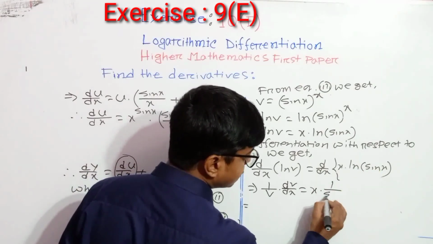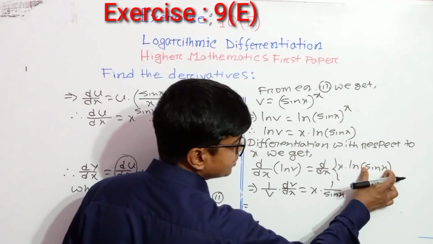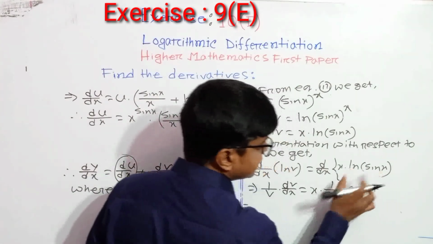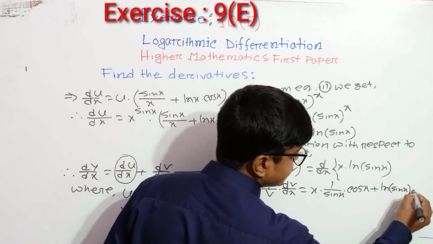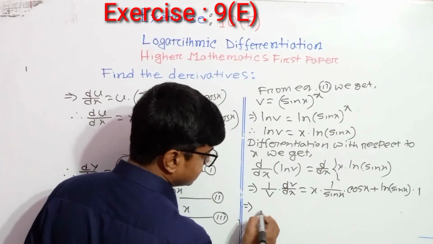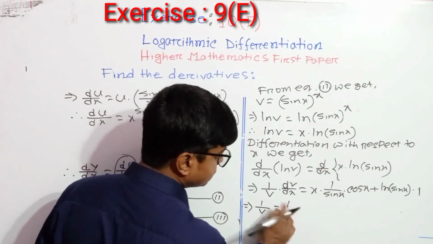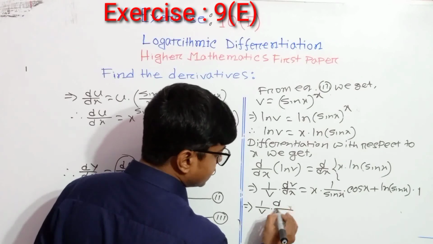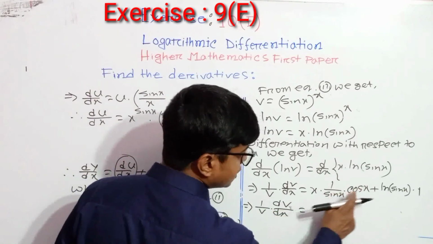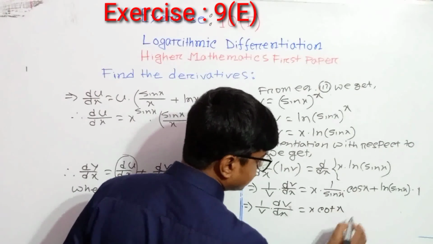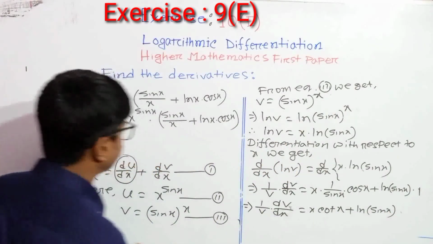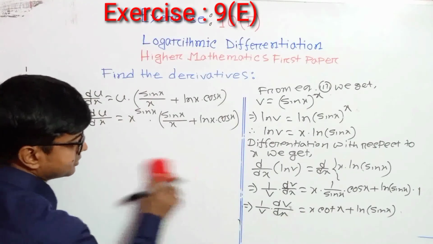so it will be 1 by sin x into d dx of sin x, it will be cos x, plus ln sin x into d dx of x, it will be 1. So now we can write 1 by v into d dx of v equals to, here cos x by sin x, it will be cot x, plus ln sin x.